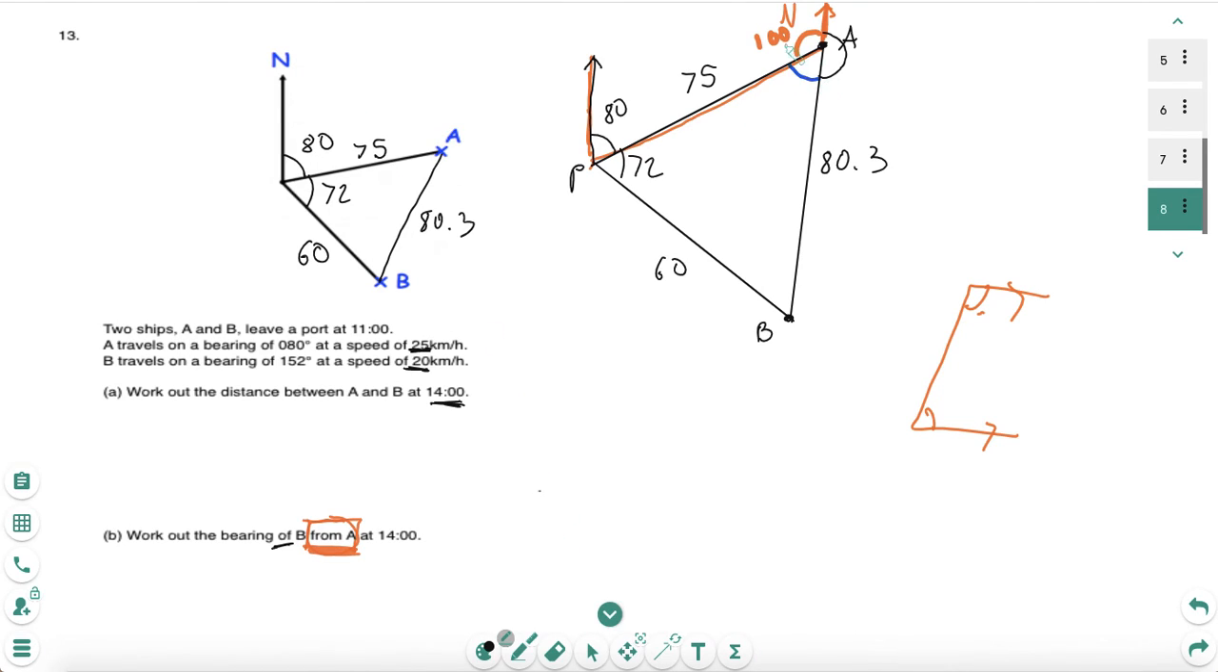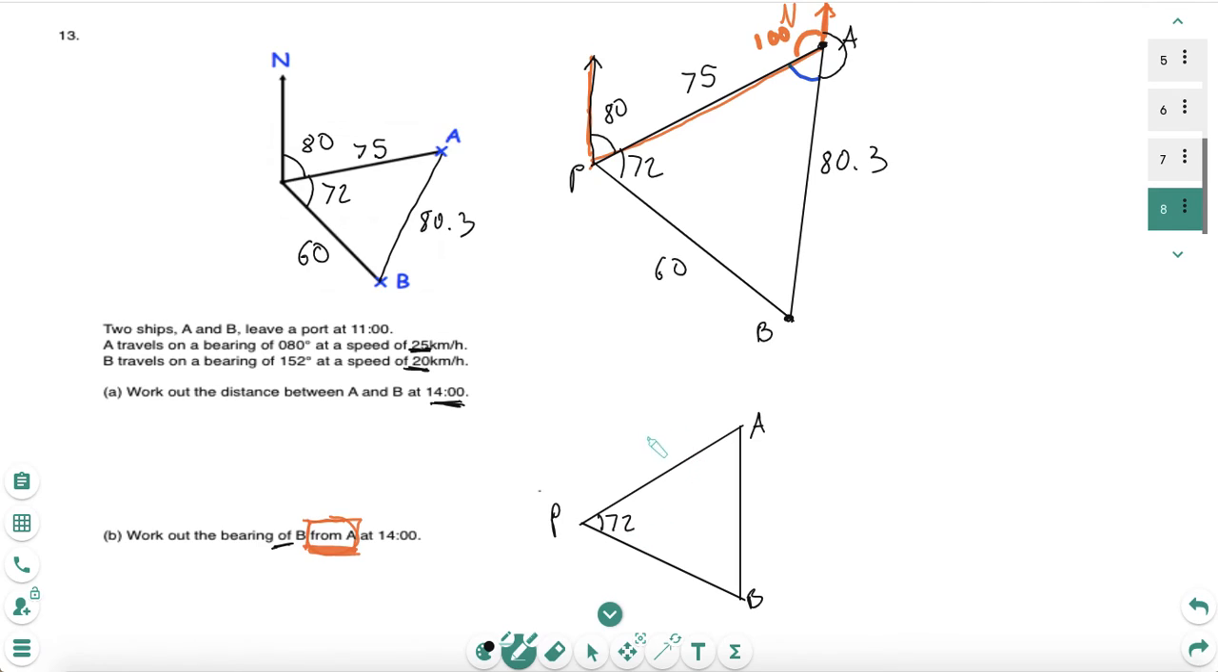And then maybe I could find out what this angle here is. Let's draw this triangle out separately, because this is a little bit messy. A, B, P. This is 72. This is 75. This is 60. This is 80.3. And I want to find out this angle here. It's a non-right angle triangle, so I can use the sine or the cosine rule. Sine rule, we use pairs. I'm looking for this pair, and look, we have this pair. So with two pairs, we can use the sine rule.